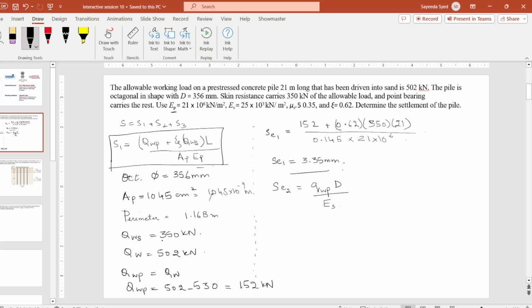So this is basically settlement of the pile material itself, all the three. So SE2 is QWD into 1 minus ν square times IWP.